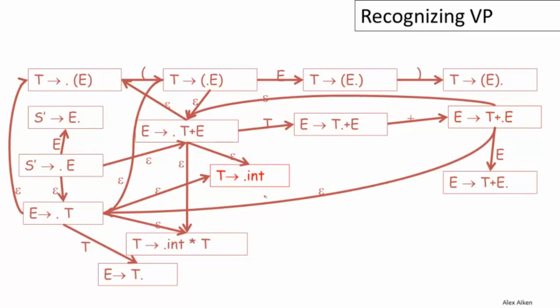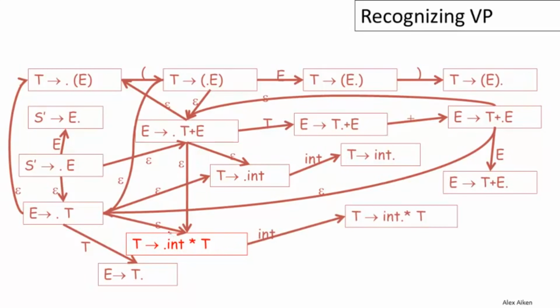Now, where have we got productions left to go, or items left to go? Here, we've got T goes to dot int, so we would have to see an int next on the stack, and that would be the full right-hand side of that production. Down here, we still have T goes to dot int times T. So again, there's a terminal symbol here, int, and so that would be the next thing we would need to see on the stack for this production to remain viable.